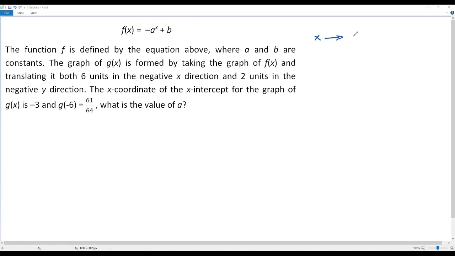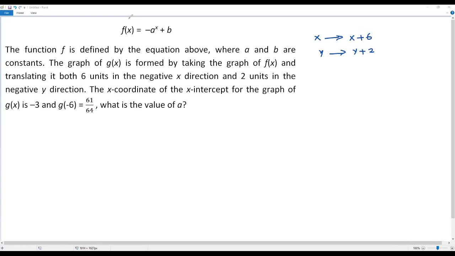Okay, since we do a horizontal translation of 6 units to the left, the x in the function f of x has to be replaced by x positive 6. And since we do a vertical translation of 2 units down, that is a negative y direction, y in the function f of x has to be replaced by y positive 2. When we do a horizontal translation to the left, we use a positive sign. In case we do a horizontal translation to the right, instead of positive, we have to take a negative sign. And the same thing, when we do a vertical translation down, we use a positive sign here. When we do a vertical translation up, instead of positive, we have to use negative.